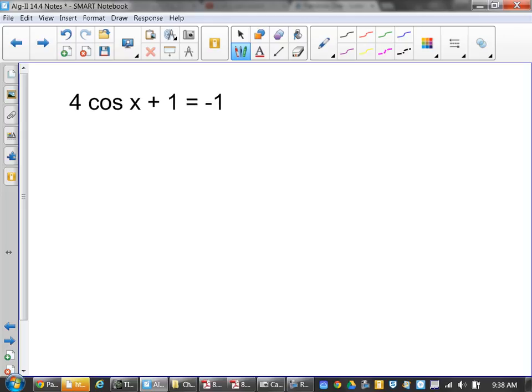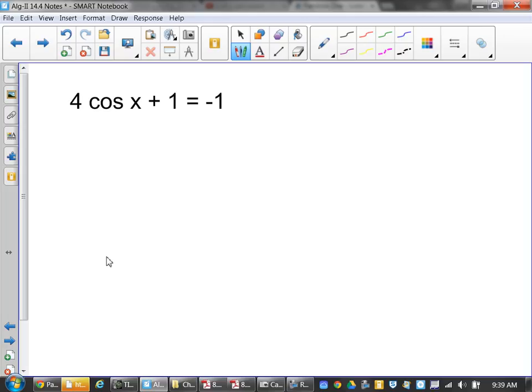Okay. Same idea. I want to solve for x. I want to find all possible values of x within one revolution. 4 times the cosine of x plus 1 equals negative 1. Sorry, negative 1 half. I wasn't doing all of it.